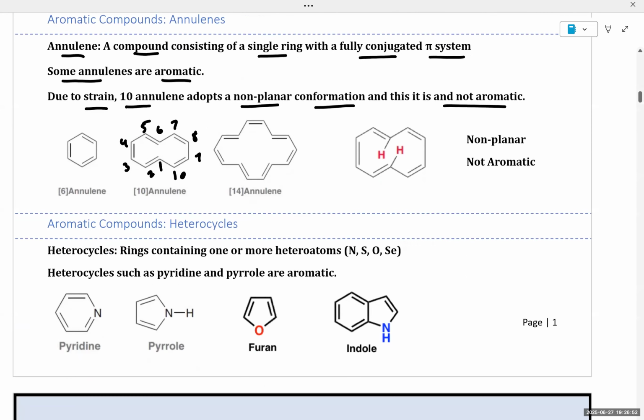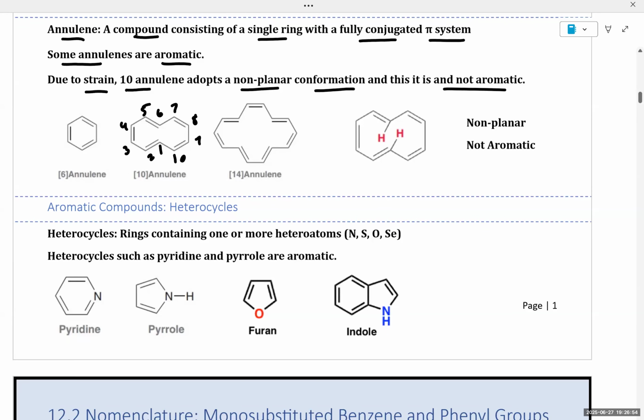Another subclass of aromatic compounds are heterocycles. Heterocycles are rings containing one or more heteroatoms. Nitrogen, sulfur, oxygen, and selenium are some examples. Heterocycles such as pyridine and pyrrole are aromatic compounds. In fact, we've seen pyridine and pyrrole before, all the way back in chapter 2.